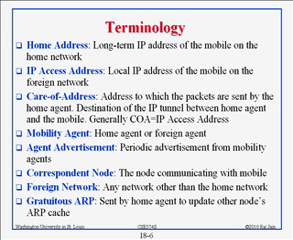Mobility agents are both home agents and foreign agents. Advertisements: both of them have to advertise periodically, advertising their services, saying that I'm a foreign agent or a home agent, so other people can connect to them. And correspondent nodes are any node who wants to talk. Foreign network is, as we said, the network that you're visiting. And virtual ARP is sent by the home agent to update other nodes' ARP cache.